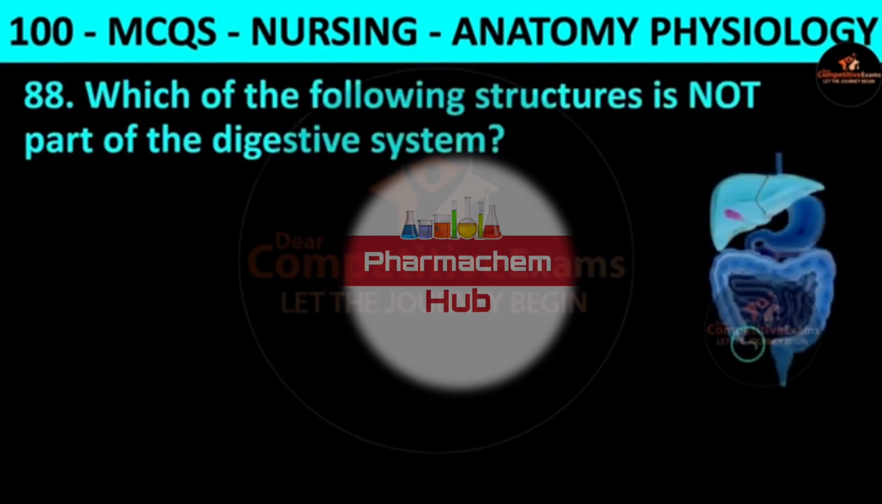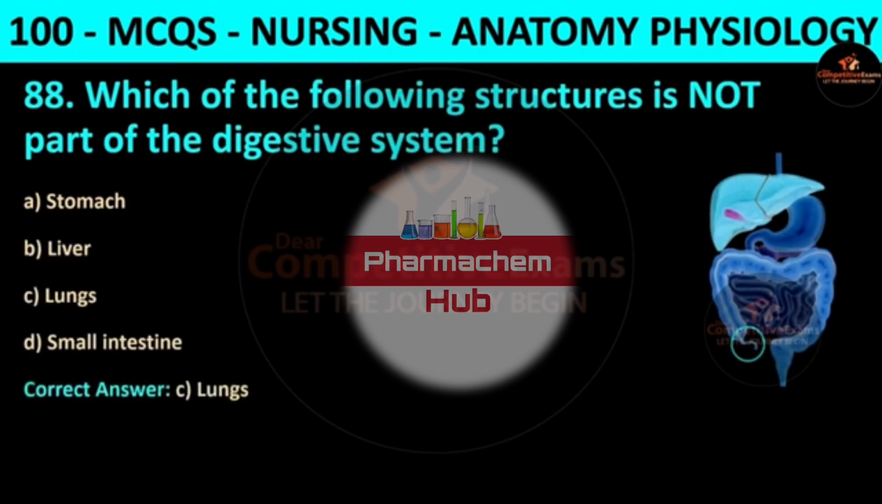Question number 88. Which of the following structures is not part of the digestive system? Stomach, liver, lungs, or small intestine? The correct answer is lungs.